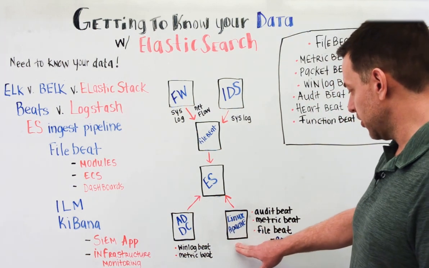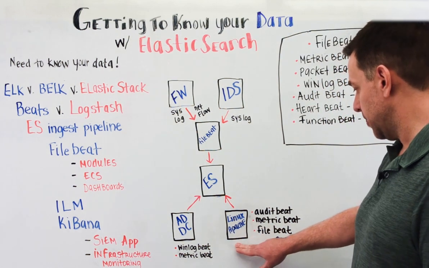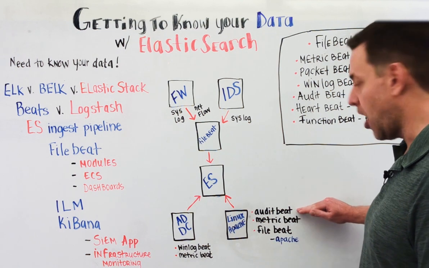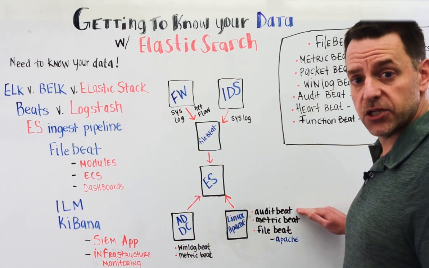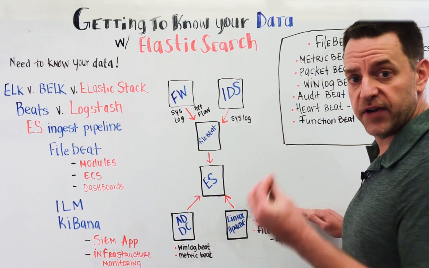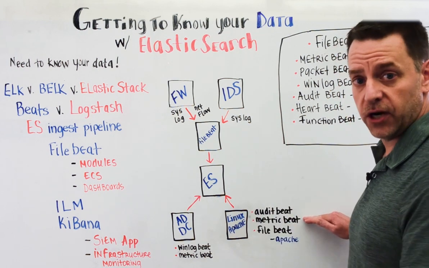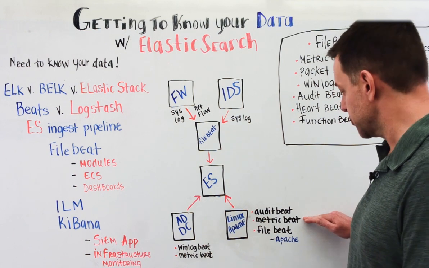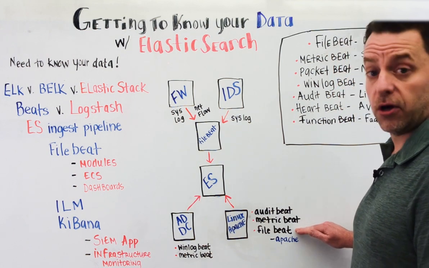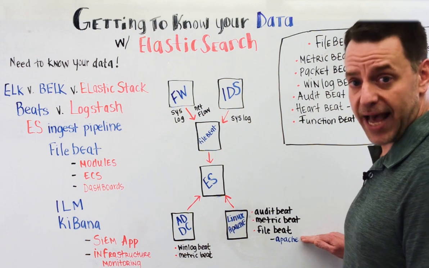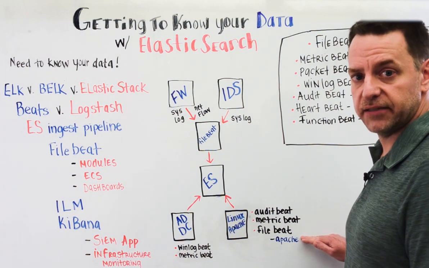Also on our network, for our Linux server, we're going to install a couple of different Beats. We're going to install Auditbeat, which will really give us our login and other very crucial security data from that server. Metricbeat, so that we also can monitor it on the infrastructure side. And now we're going to install Filebeat and enable the Apache module, which will do that parsing of data for us.